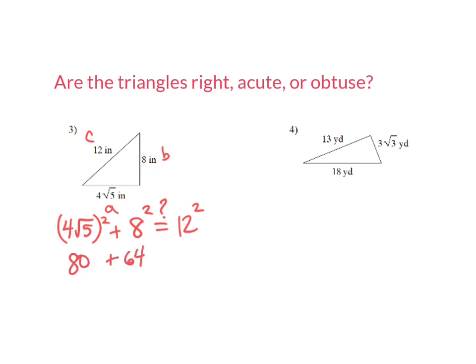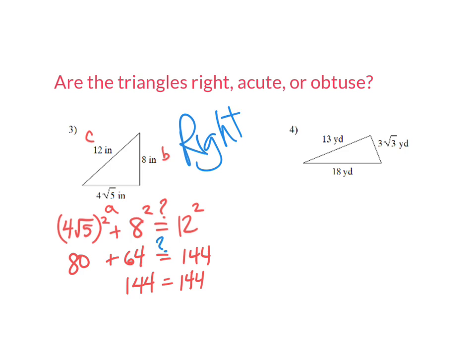And this is 64, and 12 squared is 144. And again, this is a question mark. Does it equal 144? It actually does equal 144. So if I have 144 equals 144, then it is a right triangle because a squared plus b squared did equal c squared. So we'd call this one a right triangle because the Pythagorean theorem worked.